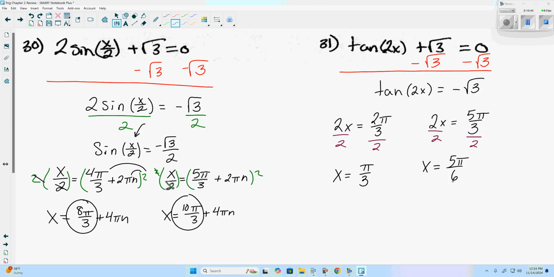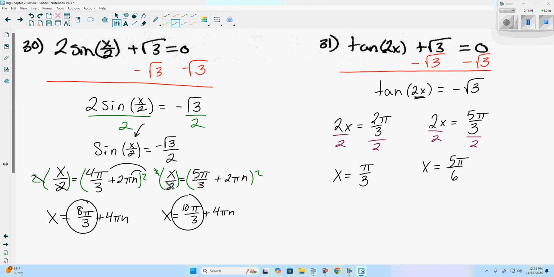And the first quadrant tangent is positive. So at pi over 3, it's positive. In the second quadrant, at 2 pi over 3, tangent is negative square root of 3. Yeah, 2 pi over 3. Yes. So we got 2x equals 2 pi over 3. So whatever the angle here is, when multiplied by 2, yes.